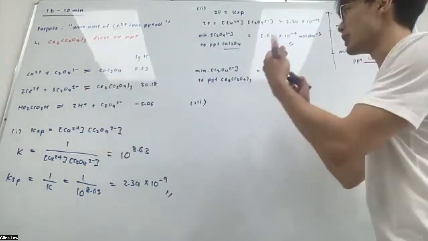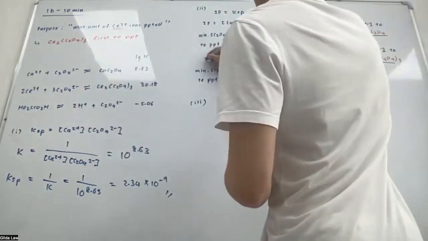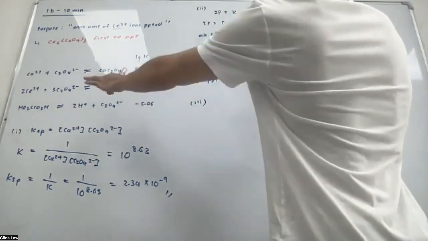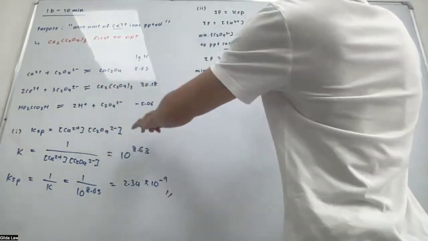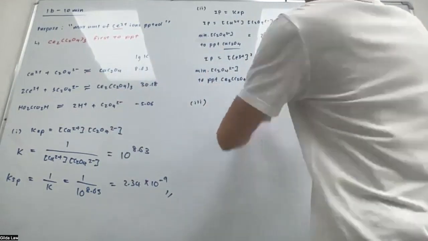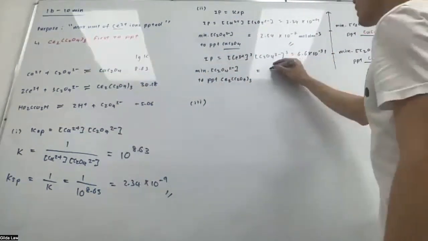Repeat the same thing for the cerium salt. Write down the IP expression first. The IP expression has a lot of powers over there, so just be careful. But once you have done all of this, go and do the square root, and you can get this.